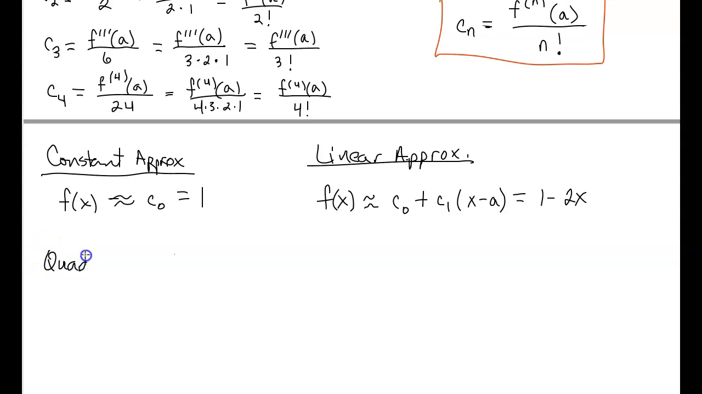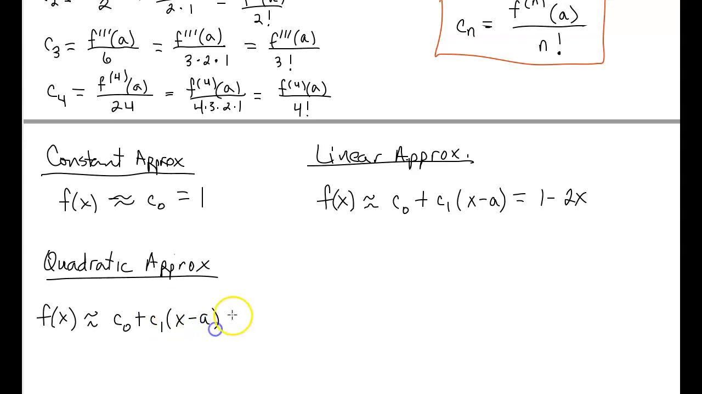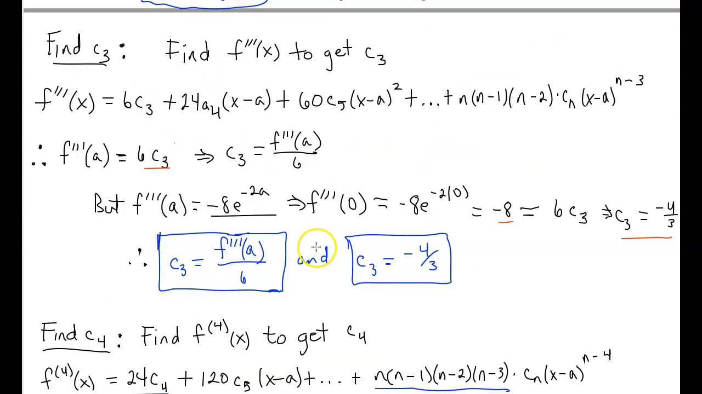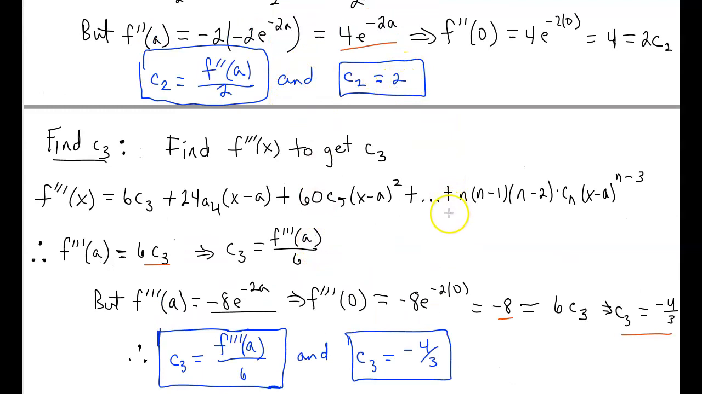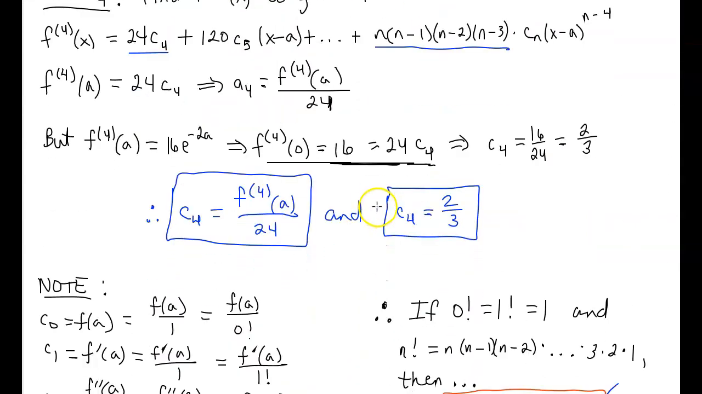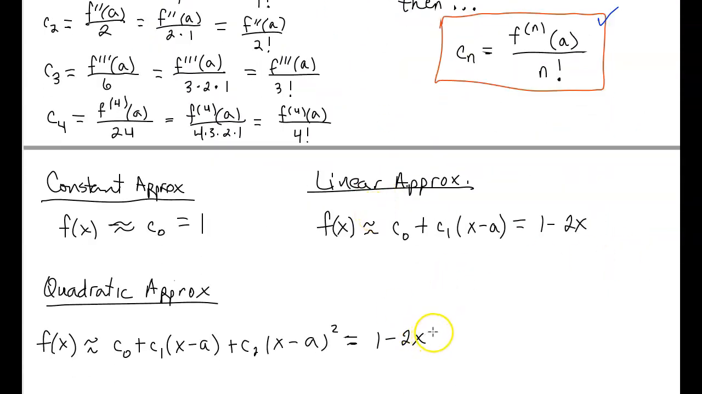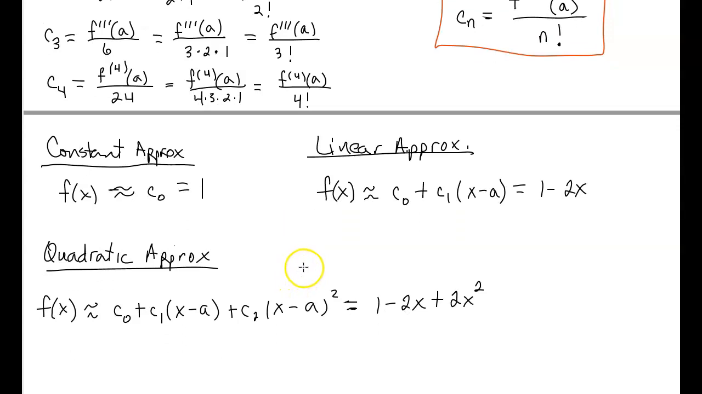So if we wanted to do a quadratic approximation, then here we would have f of x is approximately equal to c sub 0 plus c sub 1 times (x minus a) plus c sub 2 times (x minus a) squared. And of course, plugging in everything, the first two terms will be 1 minus 2x again. And if we go back and see what c sub 2 was, it is a positive 2. So since it is a positive 2, the next term here is just going to be plus 2x squared. And that would be our quadratic approximation of what our function e raised to the negative 2x would be.